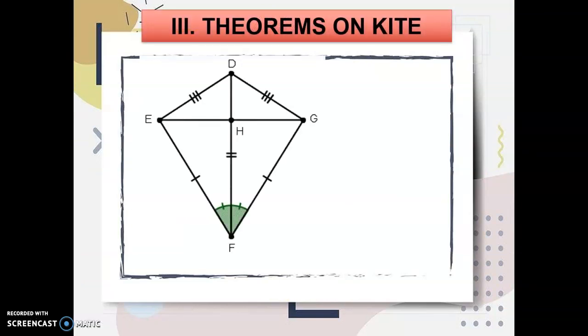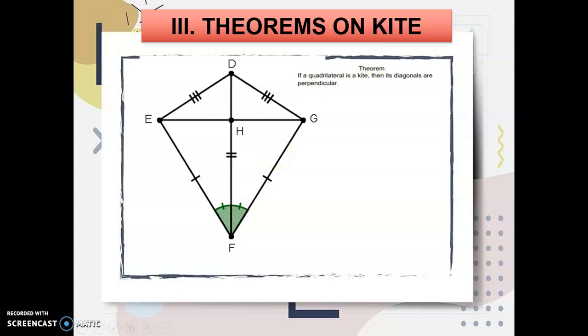Next, third is the theorems on kite. So, paano naman po yung median in terms of kite? So, ito po yung kite natin. So, obviously, sa kite natin, hindi po pareho ang measurement ng size niya. So, there is just one pair of side na congruent and then itong isa din, ganon.